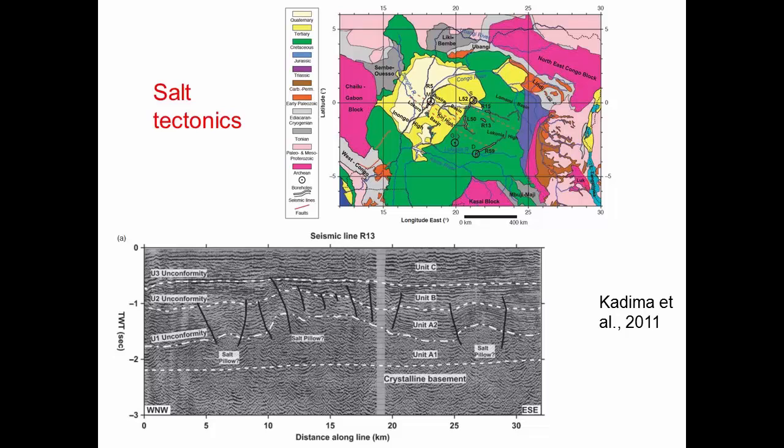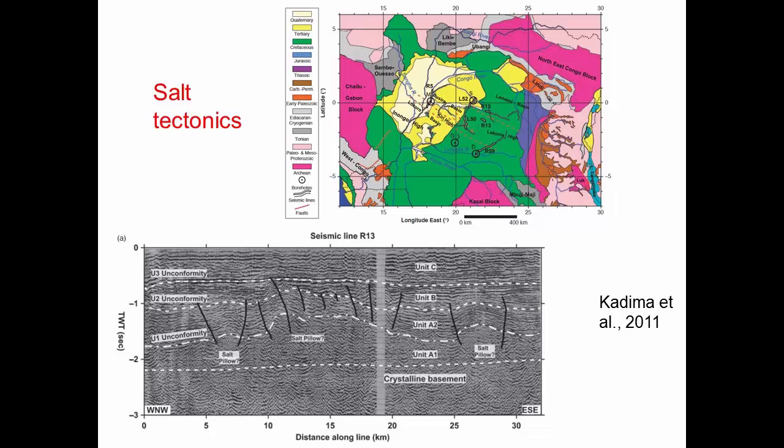Kadima et al. in 2011 published a reinterpretation of a number of these seismic lines and argued that much of the evidence for the structural high could be accounted for with salt tectonics. So these wells did encounter layers of salt in the basin. And this is a reinterpretation of this line here, R13, right there in the middle of this high.